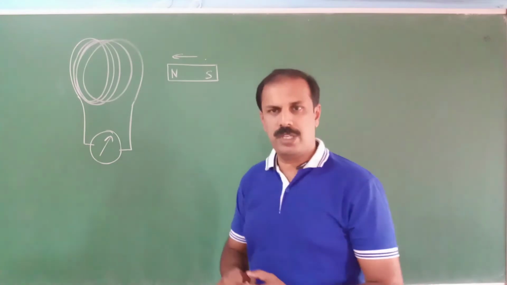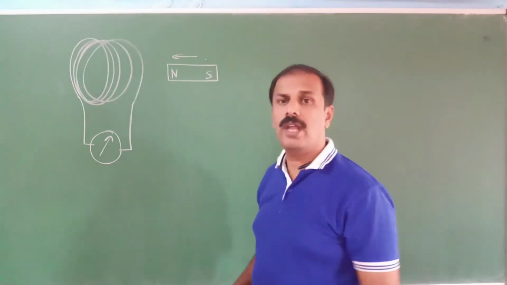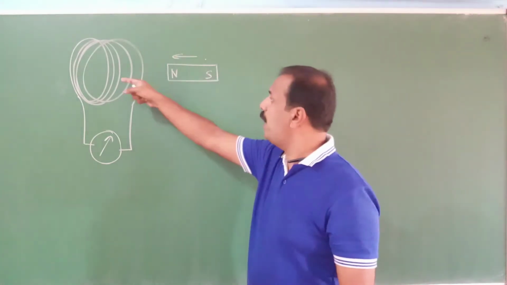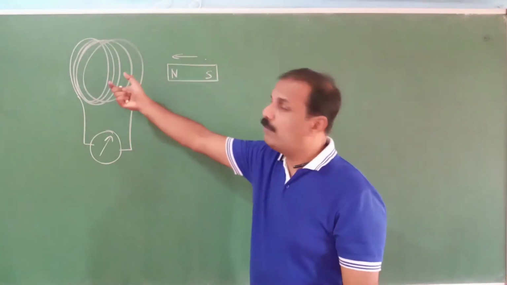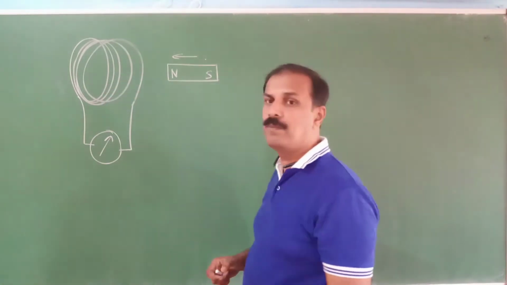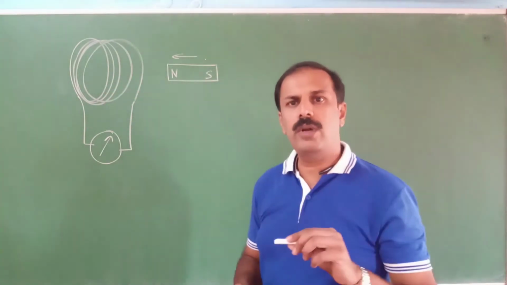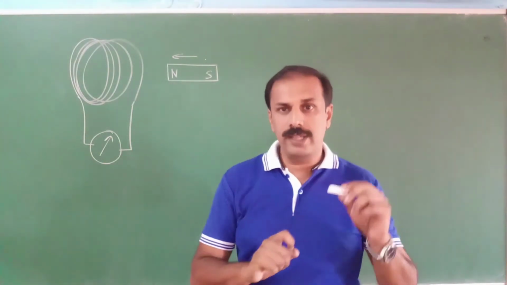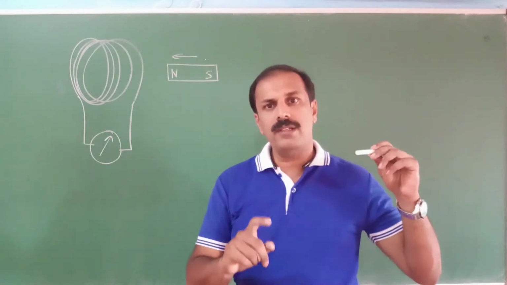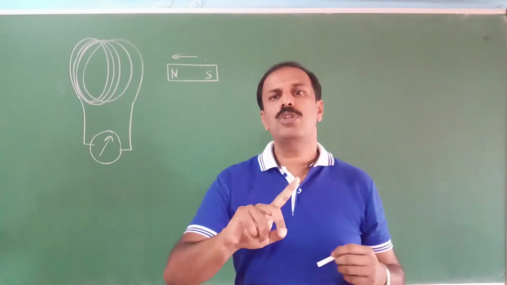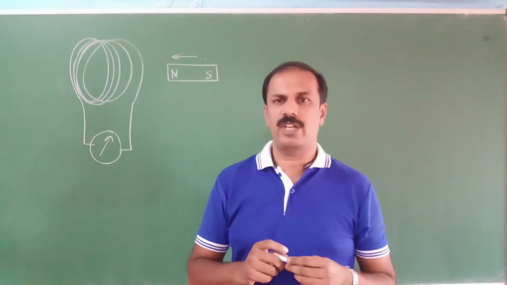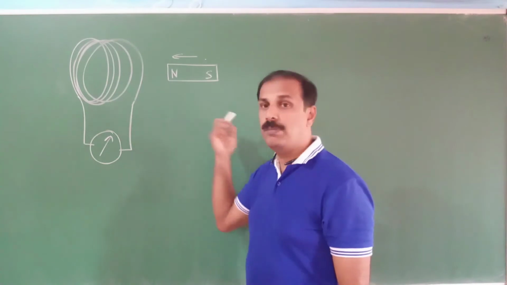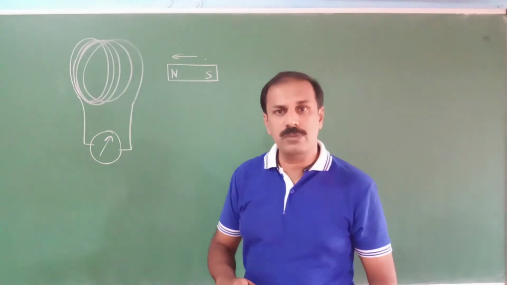So that was the first experiment. Now in the same experiment you can try another way also. That is, instead of pushing this magnet towards the coil, you can take the magnet away from the coil. When you push the magnet towards the coil, if the galvanometer shows a deflection towards one side, then when you take the magnet away from the coil, it will show the deflection in the opposite direction. That is, when you push, it will show one deflection. When you take back, it will show the deflection in the opposite way.